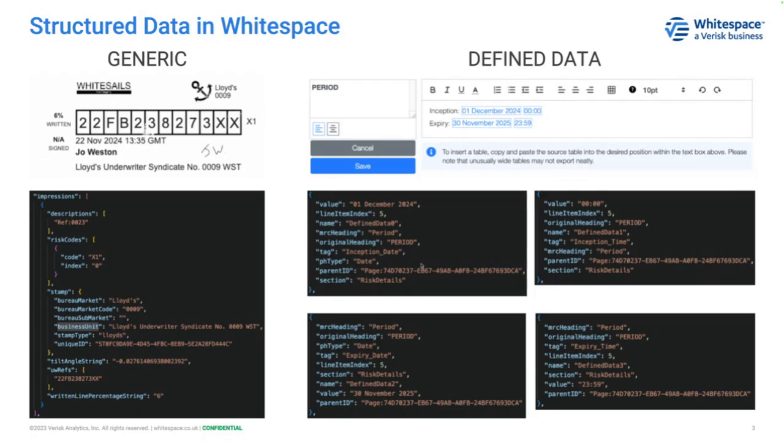Then we have the defined data mechanism, which is the tagging. The tagging is where brokers and underwriters at request to quote stage can go in and add a tag. And then that becomes available as structured data. It's a very simple structure. I've got four examples here, which pertain to the four tags that we've got in the screenshot on the right-hand side. The more tags that you add, the more data you get back when you call the data API. That's really important because that helps the value that you're getting from these integrations. So a lot of generic data, but also augmented by defined data.